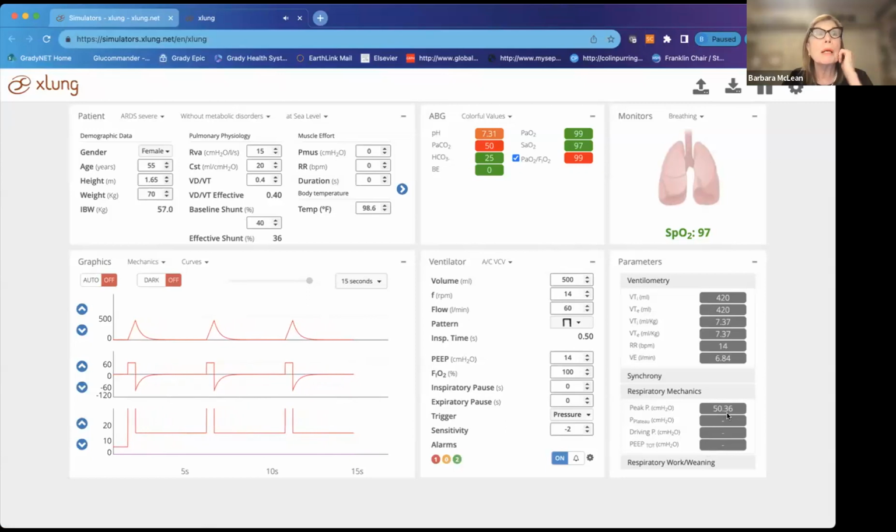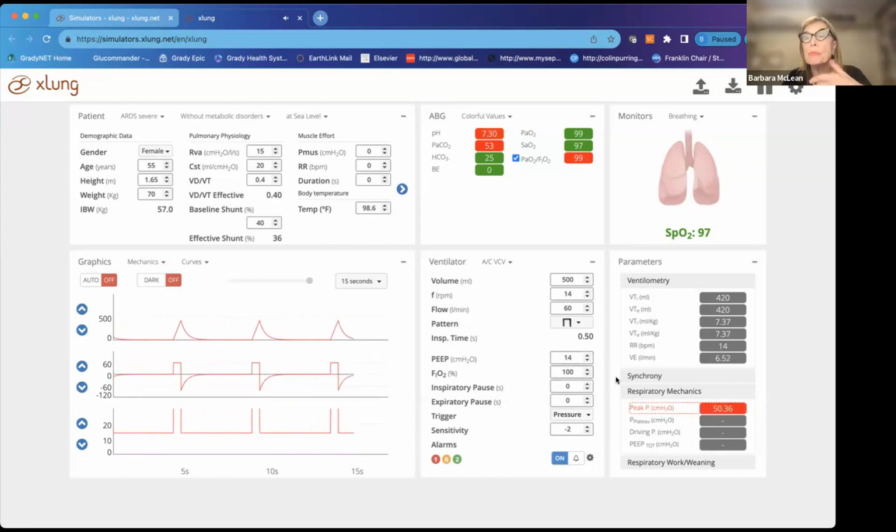Uh-oh, look at his peak pressure. It also went up. Peak pressure minus PEEP. So peak pressure is 50, but I've given him PEEP of 14. So I've raised his peak pressure because I'm giving him this much PEEP.